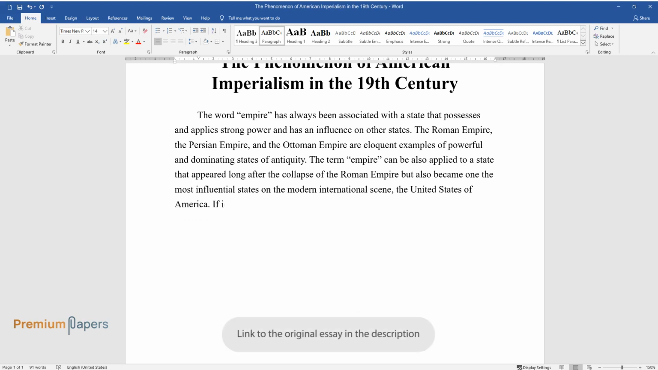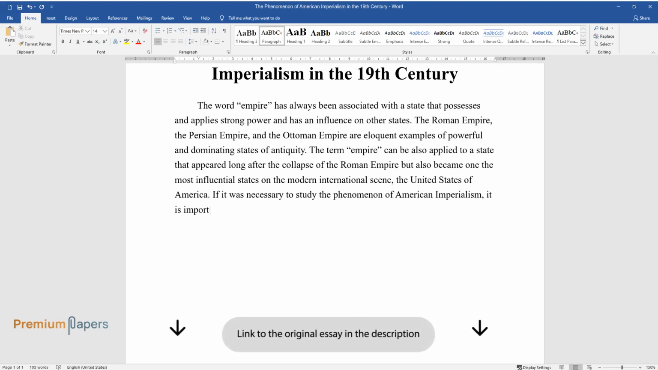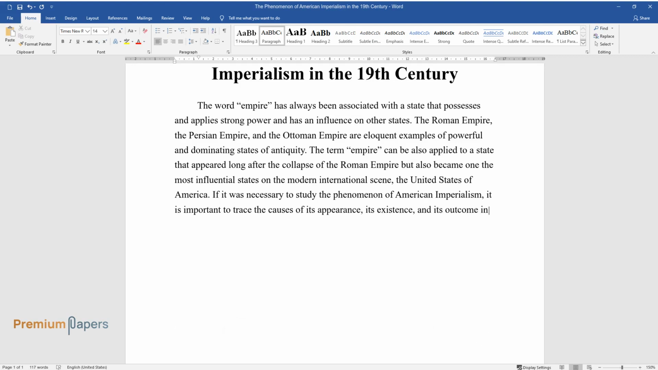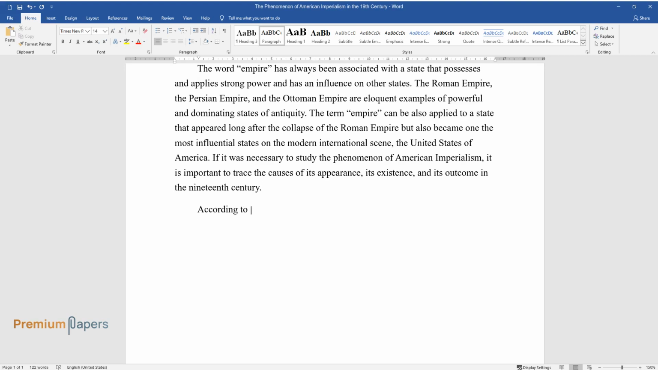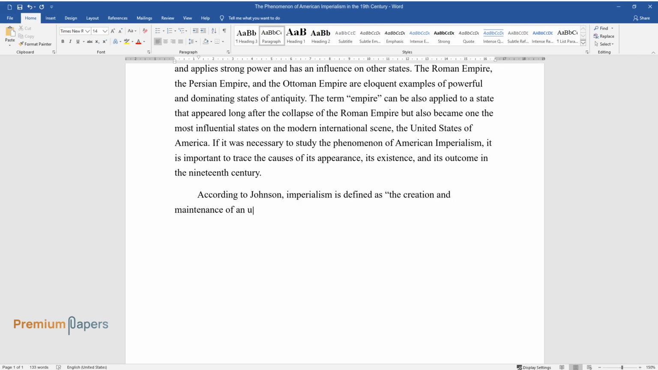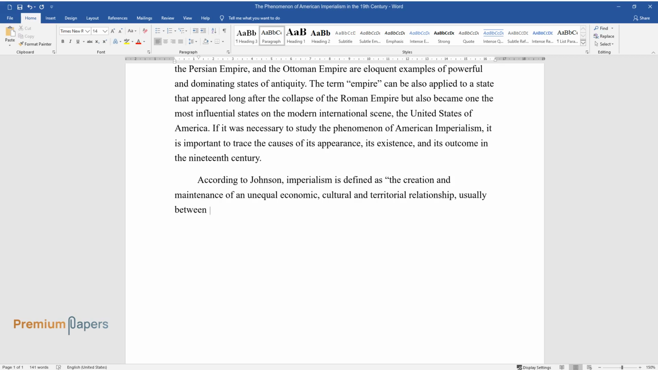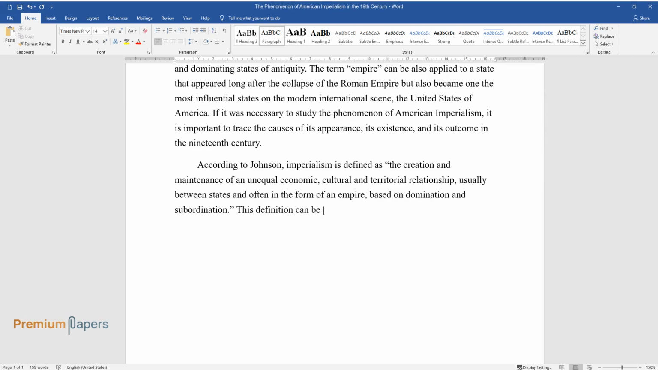If it was necessary to study the phenomenon of American imperialism, it is important to trace the causes of its appearance, its existence, and its outcome in the 19th century. According to Johnson, imperialism is defined as the creation and maintenance of an unequal economic, cultural, and territorial relationship, usually between states and often in the form of an empire, based on domination and subordination. This definition can be applied to the policy of the USA in the 19th century.